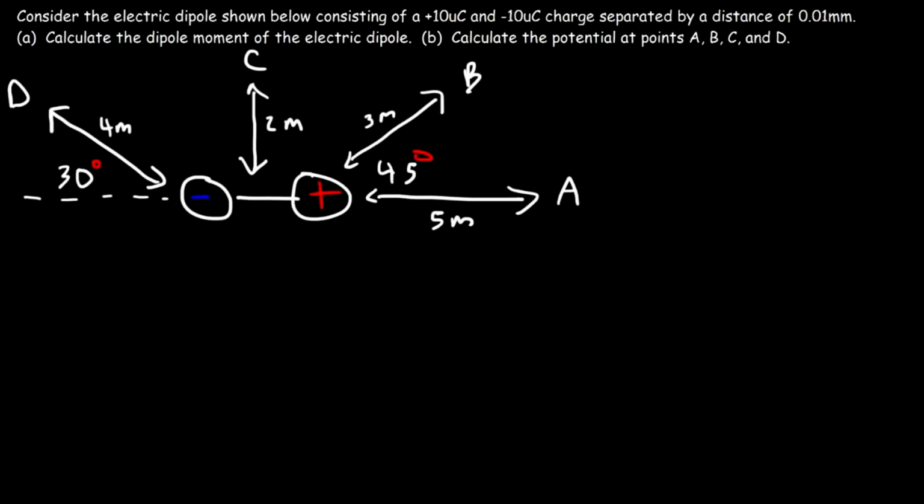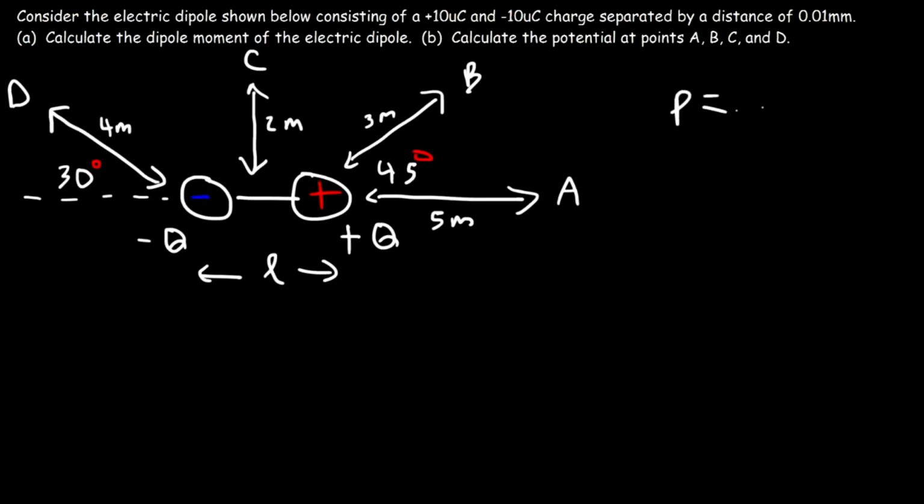Consider the electric dipole shown below. A dipole is something that has a positive charge and a negative charge very close to each other. And so this is going to be positive Q and this is negative Q, and they're separated by a distance L. In part A, our goal is to calculate the dipole moment of the electric dipole.